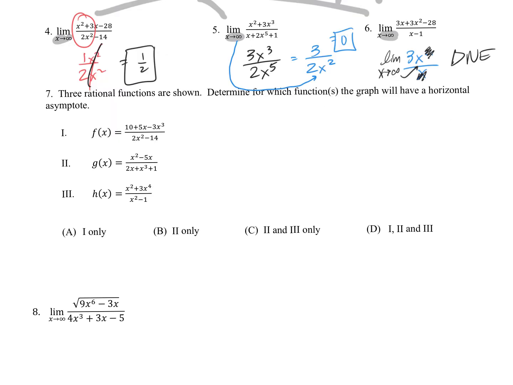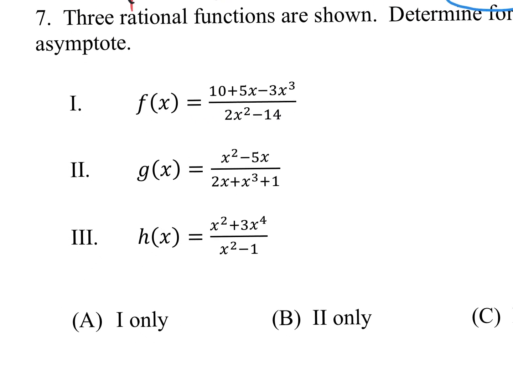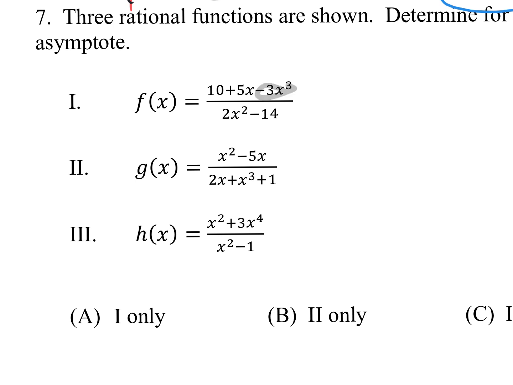This one's saying, which of the functions will have a horizontal asymptote? Biggest exponent here: negative 3x cubed. What about on the bottom? 2x squared. Bigger on the top. That means I'll always have a variable on top. And when I plug in infinity, it's going to be infinity. So this is going to be does not exist.